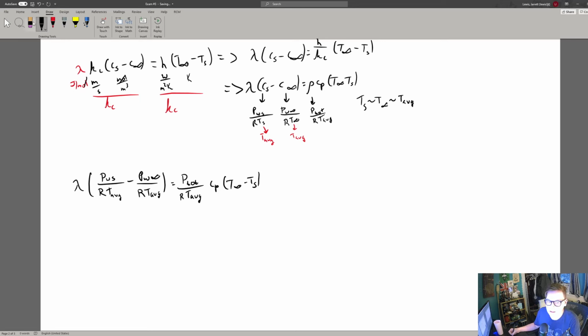And you can see that the denominators of these variables will all cancel out because they're on both sides, and we will simply be left with our balanced equation: the heat of vaporization times the pressure of water at the surface minus the pressure of water in the atmosphere is equal to the total pressure times the heat capacity times the difference in temperature.